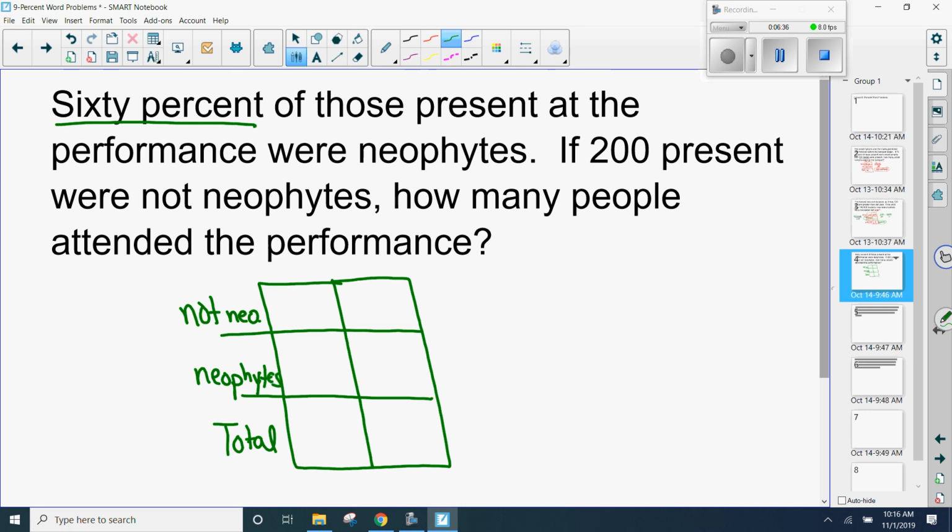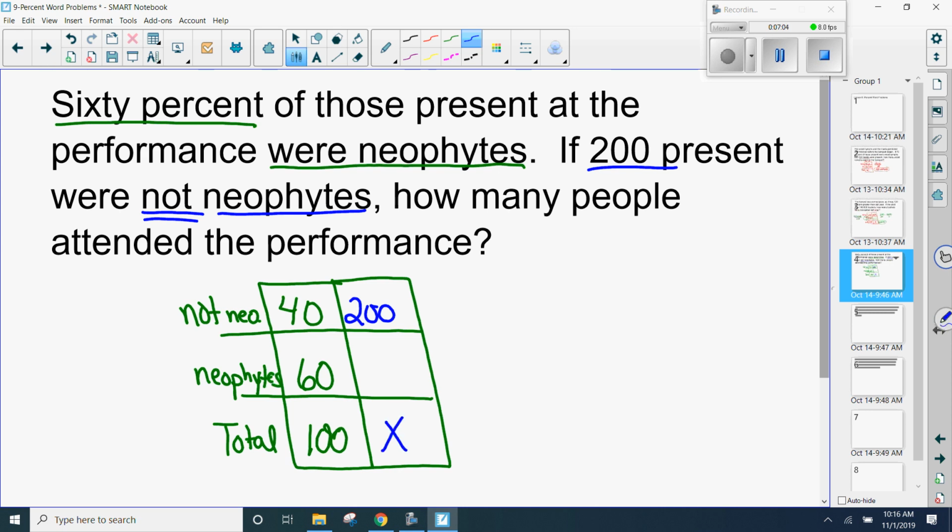60% were neophytes. So we're going to go to neophytes, that's 60%. So the total number of people is going to be 100%. What percent was not neophytes? 40%. So then you go to this part and it says 200 people were not neophytes. So 200 people go into not neophytes. How many people attended the performance? Attended the performance is what?